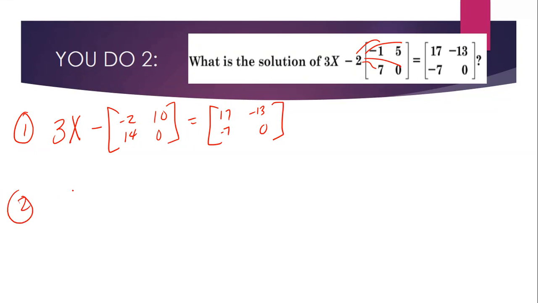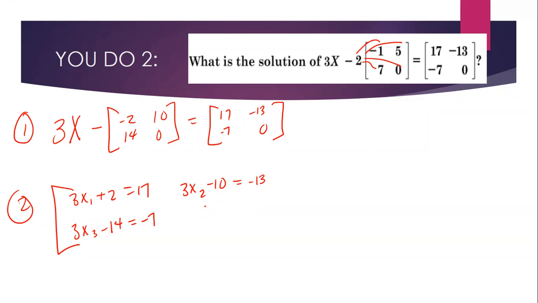Okay, setting up your matrix with your equations. So you have 3x element 1 plus 2 equals 17. 3x element 2 minus 10 equals negative 13. Then we have 3 element 3 minus 14 equals negative 7. And then we have 3x4 minus 0 equals 0.